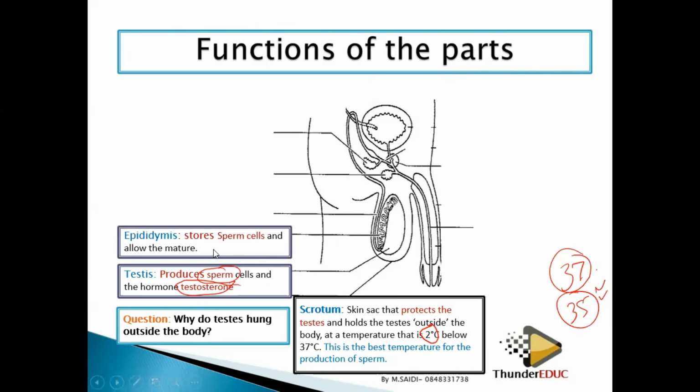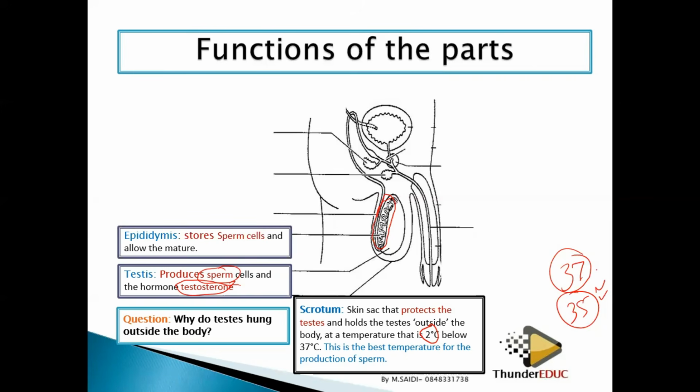Then another part is the epididymis. Epididymis is this coiled part of the testis. This is very important in storing the sperms so that they can mature. When the sperms are being produced, they don't mature immediately. No. Actually, sperms spend almost 3 months to get mature.